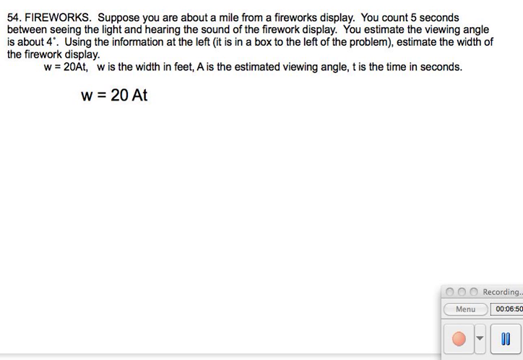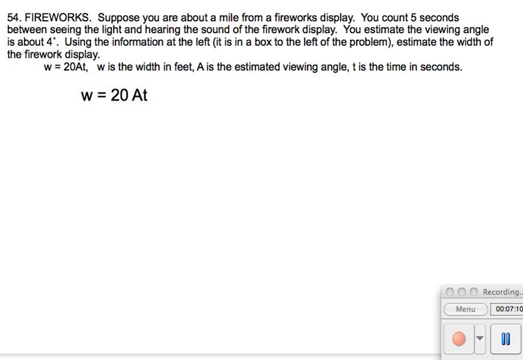Now, if you look in your book, it's off to the left in a little box, and there's a little red dotted line that leads you from problem 54 up to the box. Estimate the width of the firework display. When you look in the box, the equation is W equals 20 A T. W is the width in feet, A is the estimated viewing angle, and T is the time in seconds.